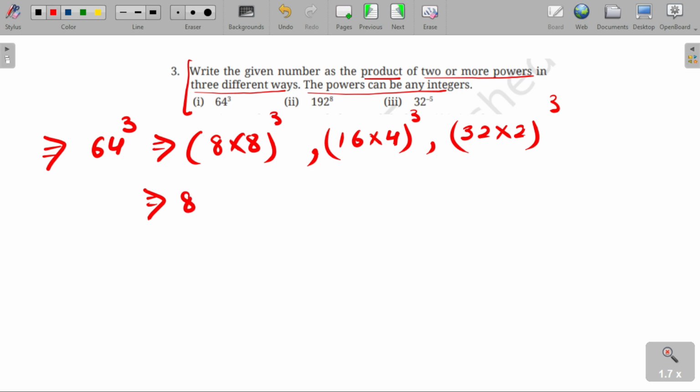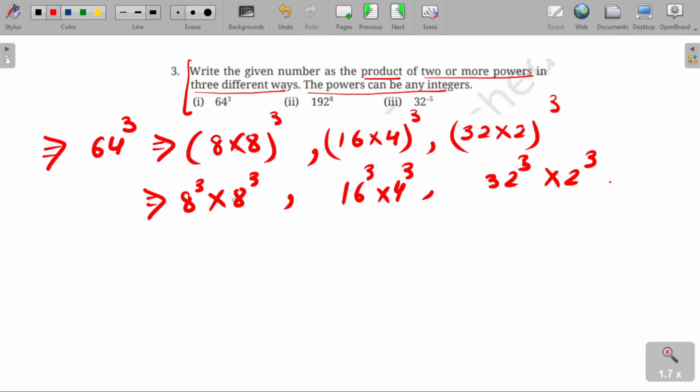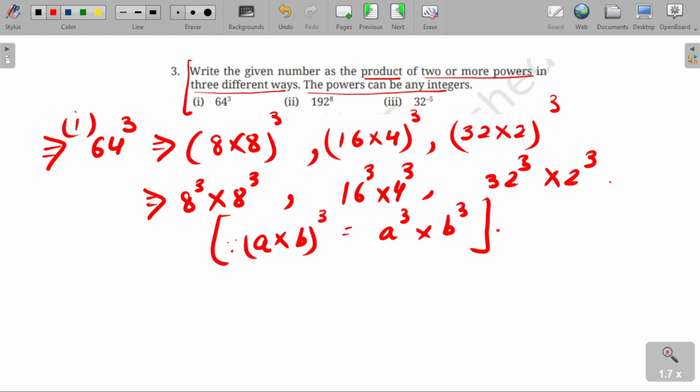The ways will be 8 cube into 8 cube, first way. Second way is 16 cube into 4 cube. Third way is 32 cube into 2 cube. So we have the three ways. Now see how I can split the powers, because this is a rule: when you have A cross B the whole cube, it can be written as this also. This is a rule. You had already done that. Part 2, the second part; this was the first part.